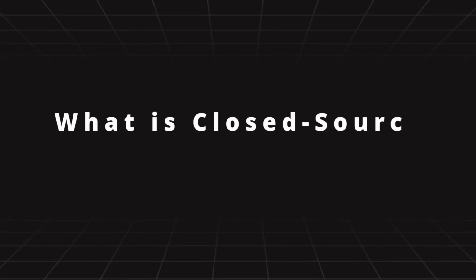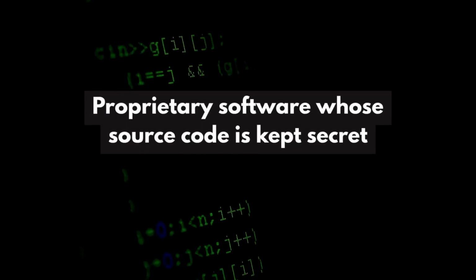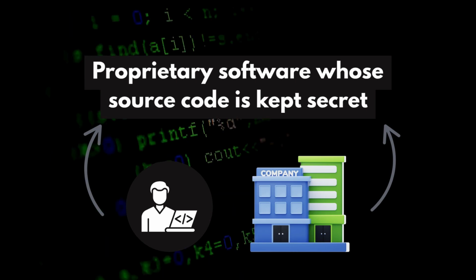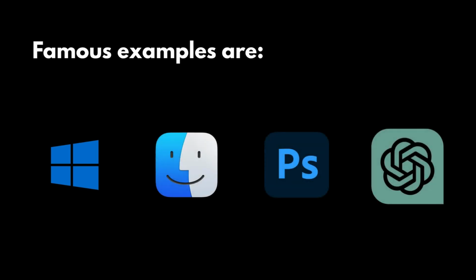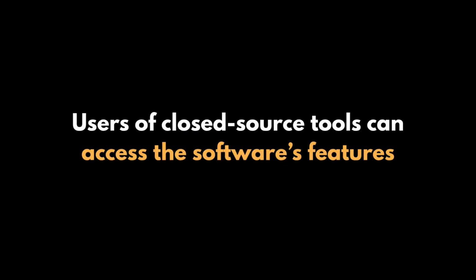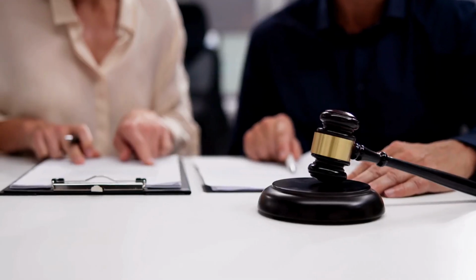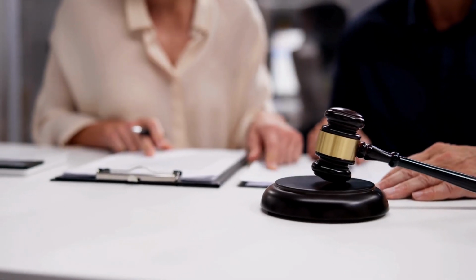What is closed-source software? Closed-source software, on the other hand, is proprietary software whose source code is kept secret. Only the original creators, typically companies, can legally view or alter the code. Famous examples are Microsoft Windows, Mac OS, Adobe Photoshop, and OpenAI's GPT models as of today. Users of closed-source tools can access the software's features, but not the internal code that powers it. If you're trying to access the closed-source software, you might face some serious legal penalties.